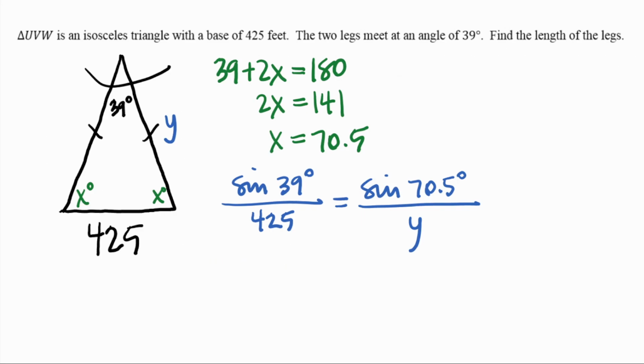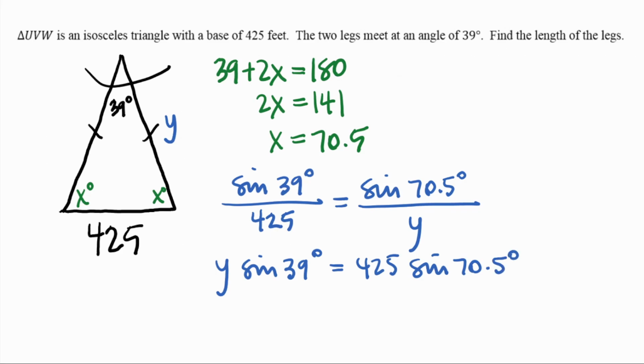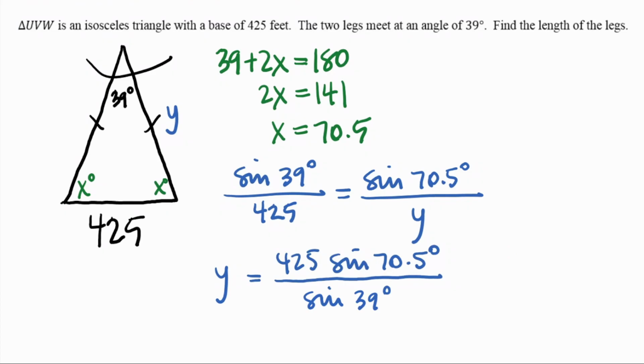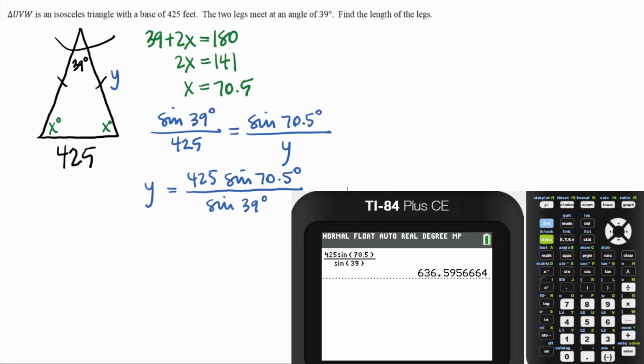No, did not cross multiply properly. y times the sine of 39 degrees is equal to 425 times the sine of 70.5 degrees. Then I could divide both sides by the sine of 39. Consult with a calculator, just like I've done in all these other ones, and see that those legs are going to need to have length 636.596.